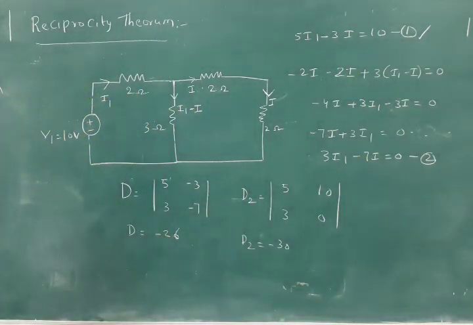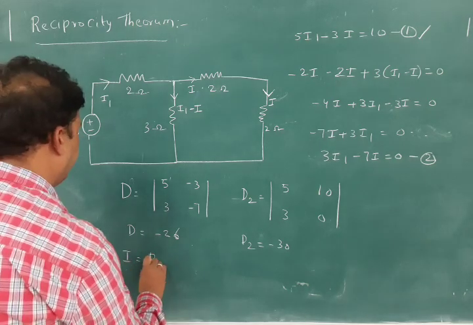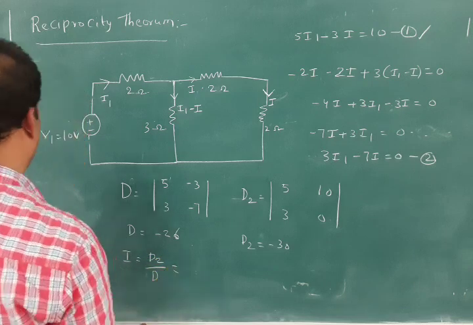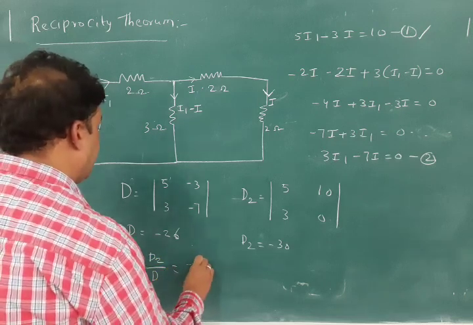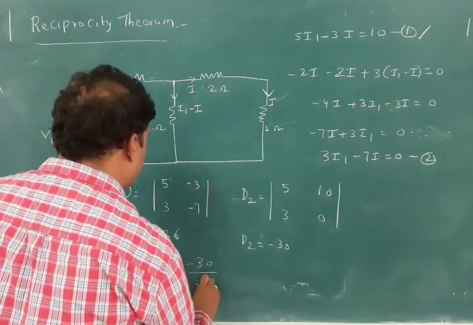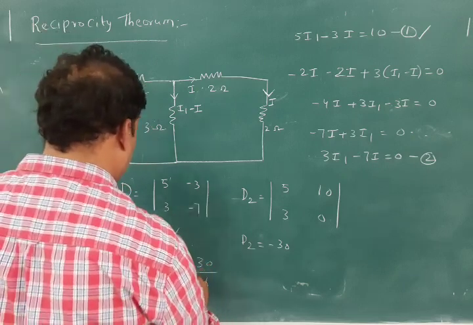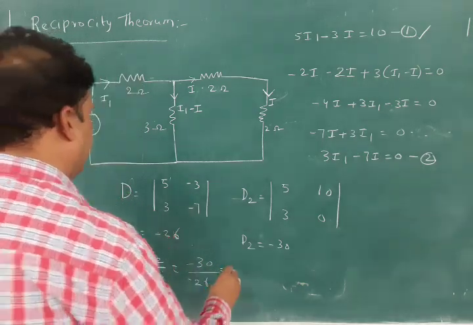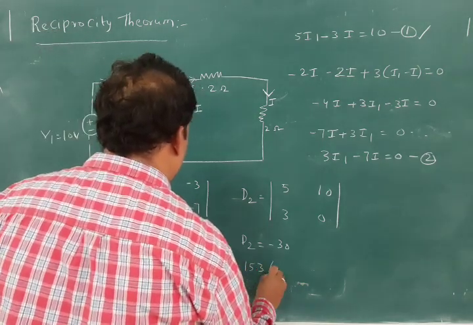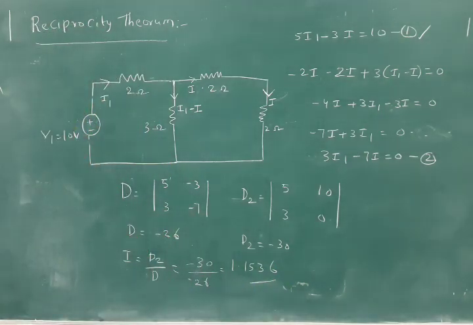If you observe this, one simple formula is there: I is equal to D2 by D. D2 by D is equal to minus 30 by 26, minus 30 by 26. So you will get around 1.1536. That is the value of the current, 1.1536. Students, we must not forget to write the ampere unit here.